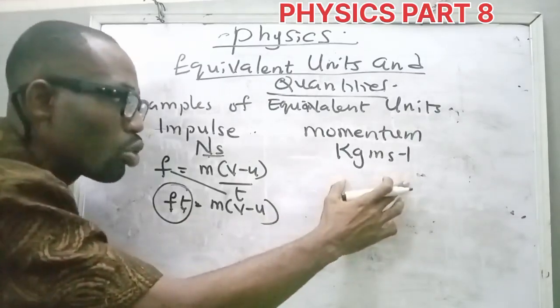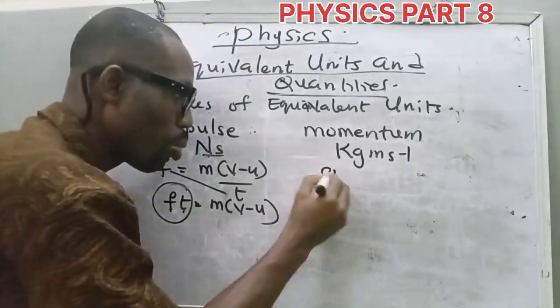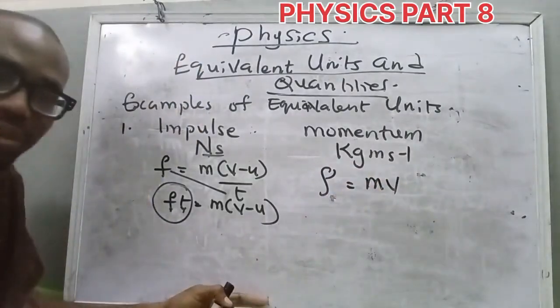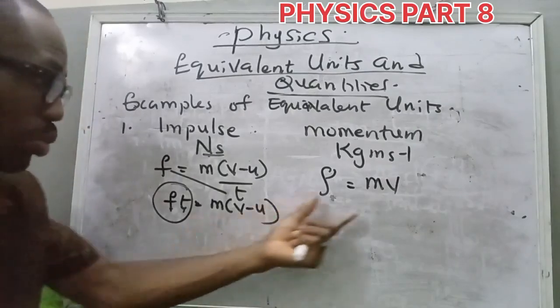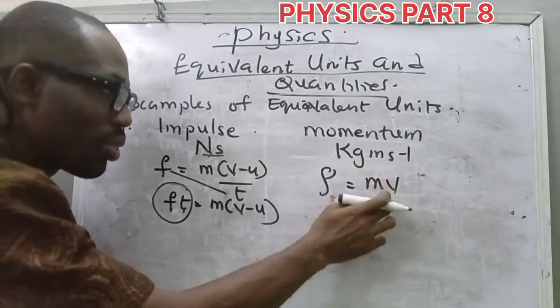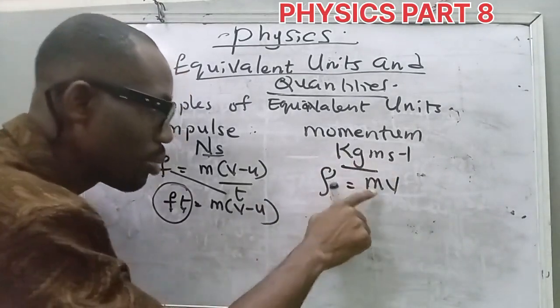Now, if you look at momentum, it is the product of its mass and its velocity. I've not finished. Just follow me. I'm going somewhere. Momentum is the product of what? Mass and its velocity. Look at kilogram, it is representing mass.